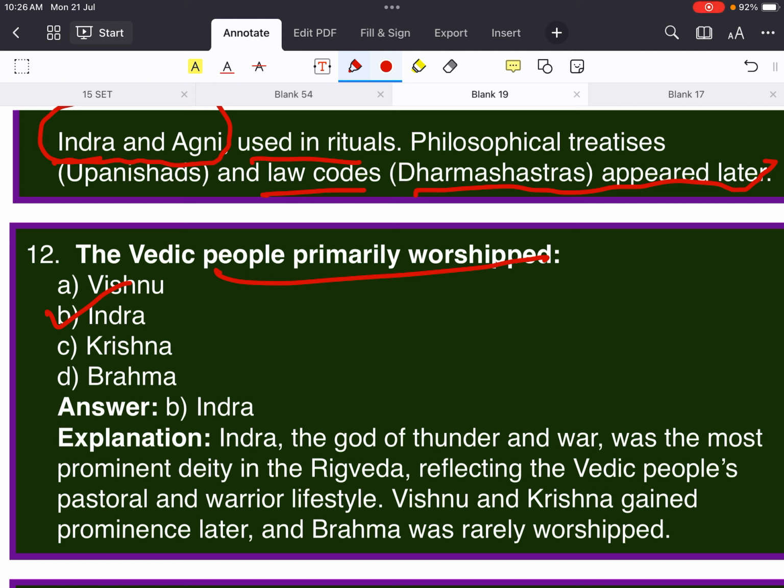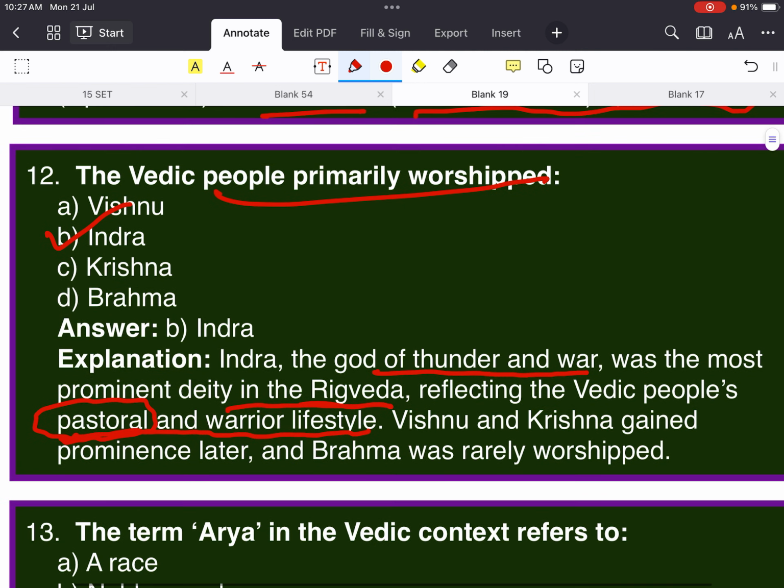The Vedic people primarily worshipped Indra. Option B. Indra, the god of thunder and war, was the most prominent deity in the Rigvedic period, reflecting the Vedic people's pastoral and warrior lifestyle. Vishnu and Krishna gained prominence later, and Brahma was rarely worshipped.